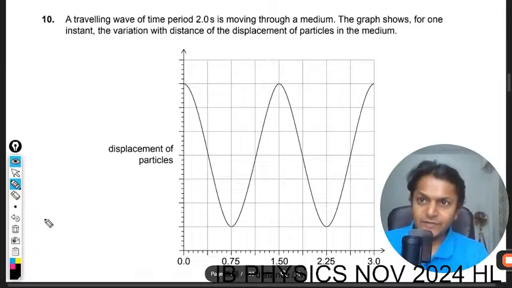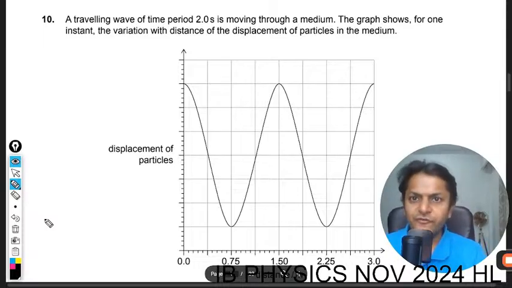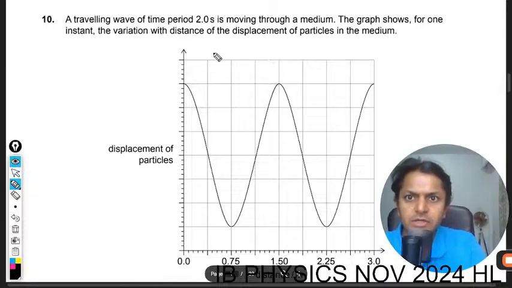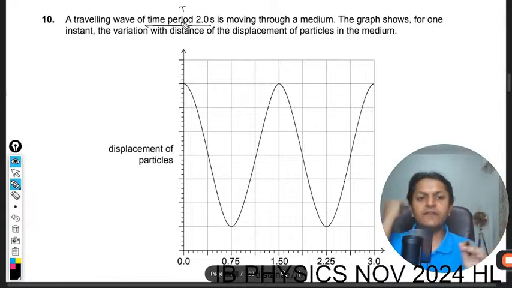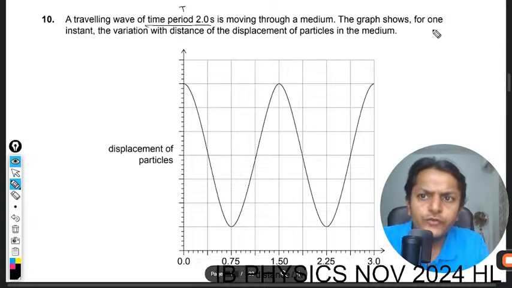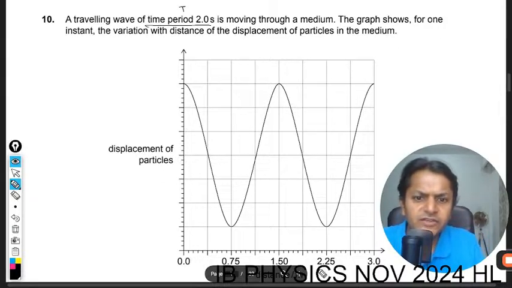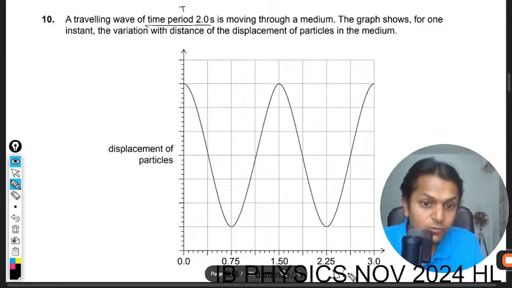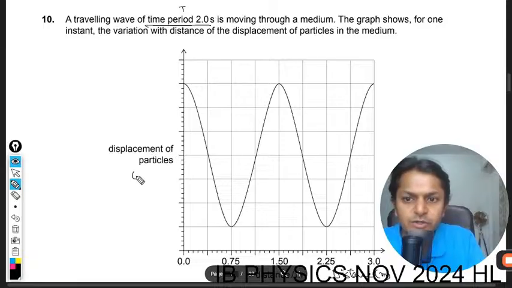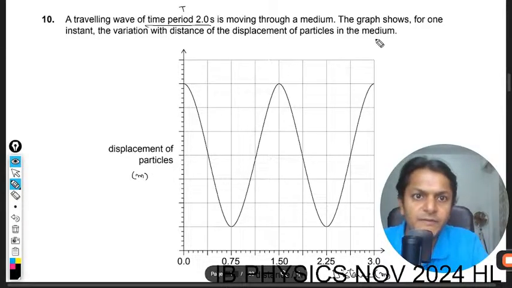Okay, dear students, let's see what is there in this question. A traveling wave of time period 2 seconds is moving through a medium. So the time period is given and it is moving through a medium, and it is a traveling wave. So it's just traveling, let's say, from left to right. The graph shows, for one instant, the variation with the distance. On the x-axis you have distance, which is in meters, and on the y-axis you have displacement of the particle of the medium, which is again in meters.